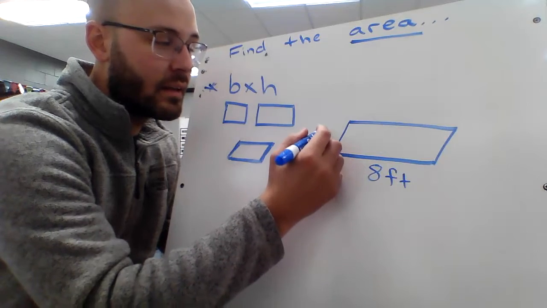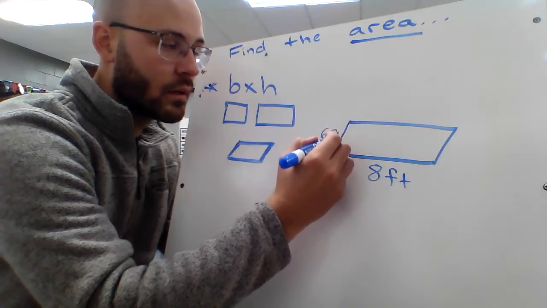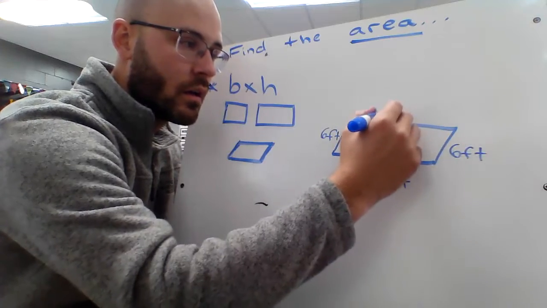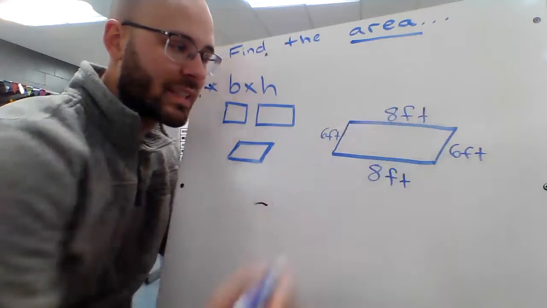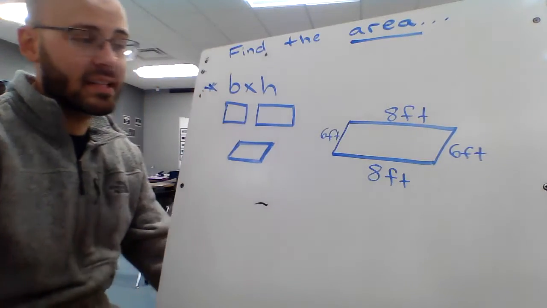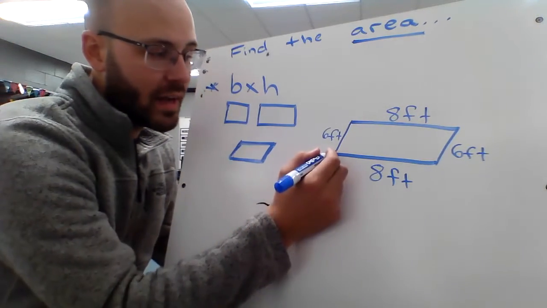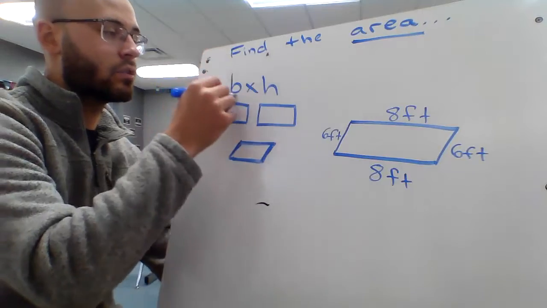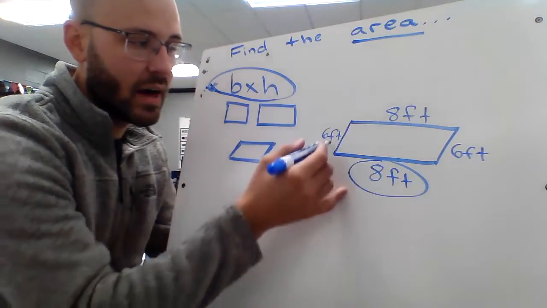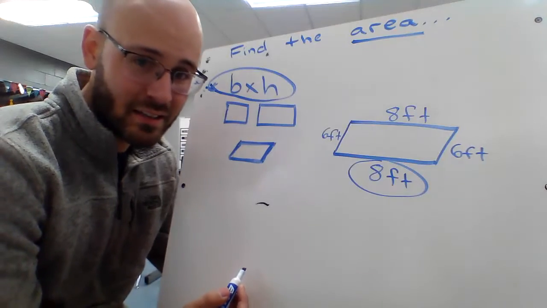And the side is 6 feet. A lot of times kids love to say, I'm just going to go 6 feet times 8 feet. Well, that would make sense if it was a rectangle, but one thing I want you to keep in mind, the reason I like to use base times height is the base is 8. The height actually isn't 6.